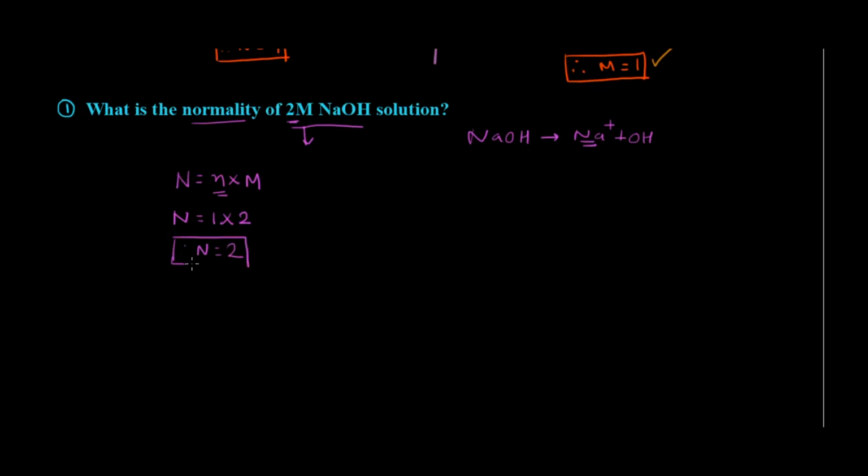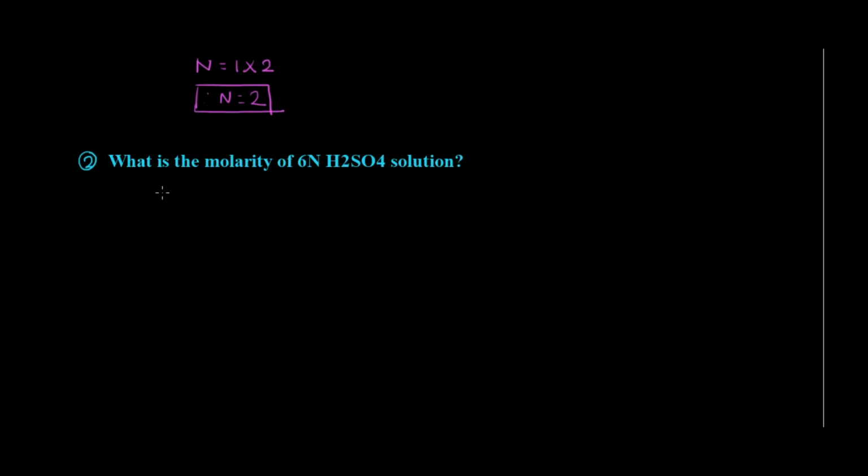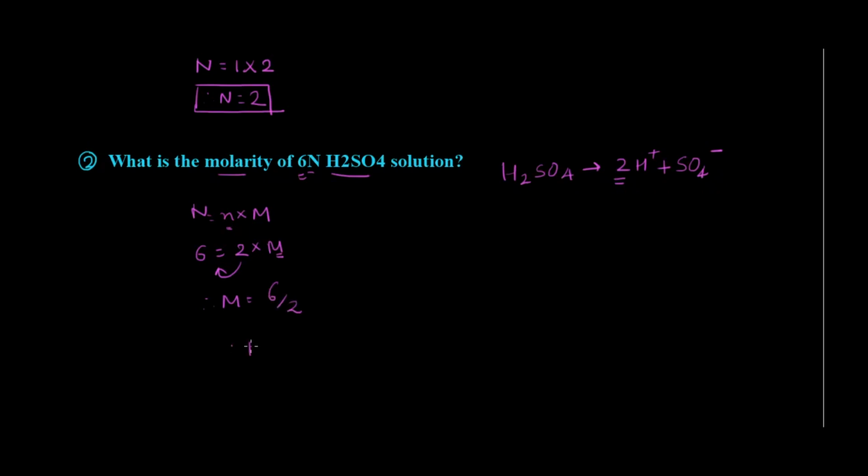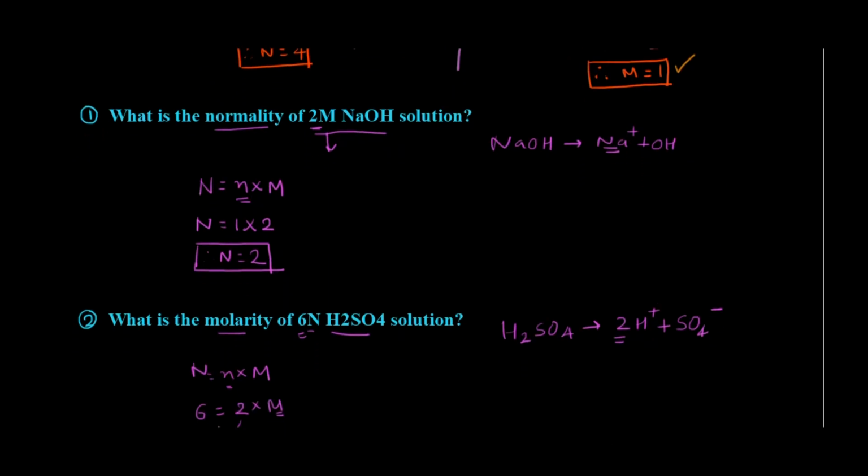2 normal NaOH. This problem says, what is the molarity of 6 normal H2SO4? Here we have to find the molarity, and the normality is given. Again we can use the same formula, N is equal to n factor times M. Normality is given, that is 6, equals n factor. What would be the n factor for H2SO4? It would be 2, right? So I put 2 times M, because molarity is what we want to find. Therefore, molarity is equal to 6 divided by 2, so molarity is 3. So this is how this equation is going to help you.